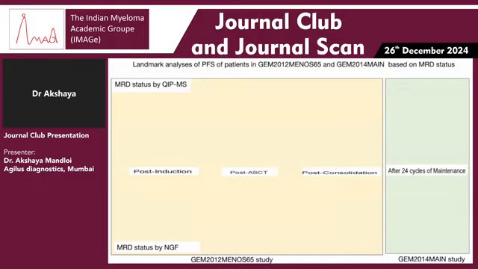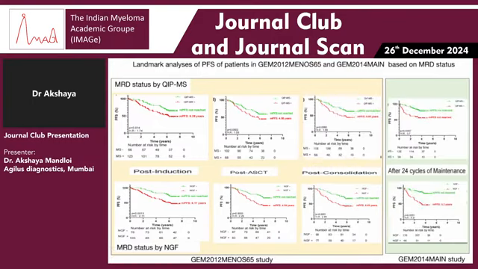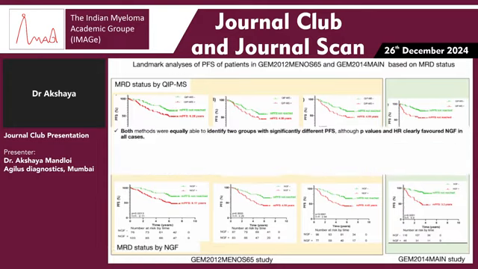So then moving forward to landmark analysis of progression-free survival in patients in both the trials based on MRD status. So the above line is MRD status by mass spectrometry and the below one is by flow cytometry. This is the post-induction, post-transplant, post-consolidation, and post-maintenance. And we can see that there's a good difference in all of the graphs. So both methods are equally able to identify two groups with significantly different progression-free survival, although the p-values and HR, hazard ratio, have clearly favored the flow cytometry in all cases.